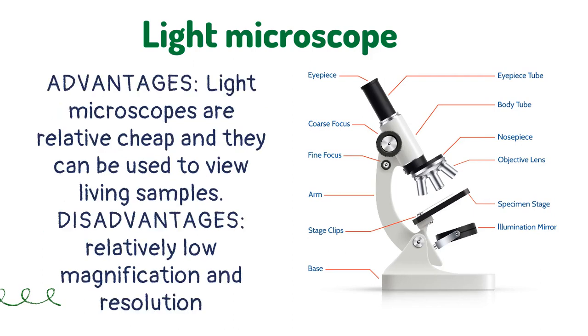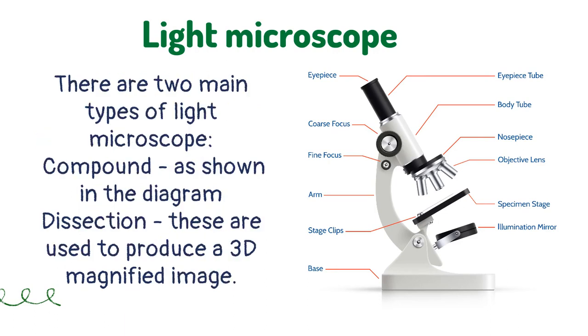There are advantages and disadvantages of light microscopes. Some advantages are that light microscopes are relatively cheap and they can be used to view living samples. A disadvantage is that they have relatively low magnification and resolution. There are two main types of light microscope: compound microscopes, as shown in the diagram, and dissection microscopes. These are used to produce a 3D magnified image.